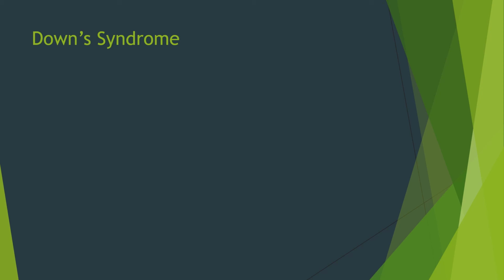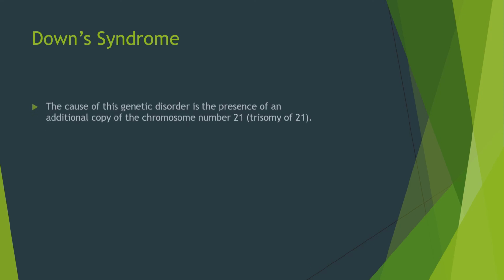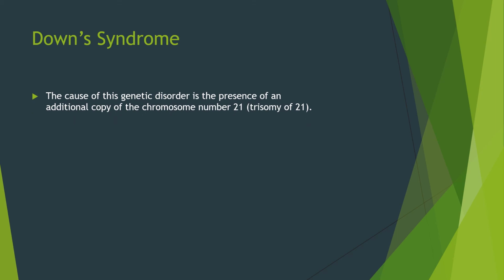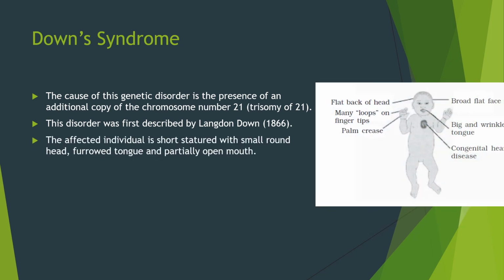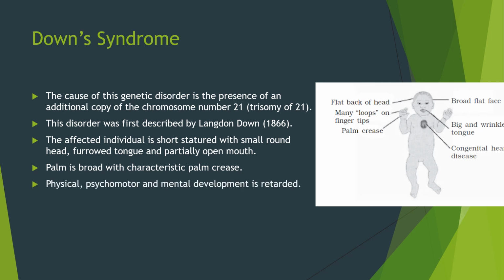Down syndrome is a genetic disorder caused due to the presence of an additional copy of chromosome number 21, or trisomy of 21. This disorder was first described by Langdon Down in 1866. The affected individual is short-statured with a small round head, furrowed tongue, and partially open mouth. The palm is broad with a characteristic palm crease. Physical, psychomotor, and mental development is retarded.